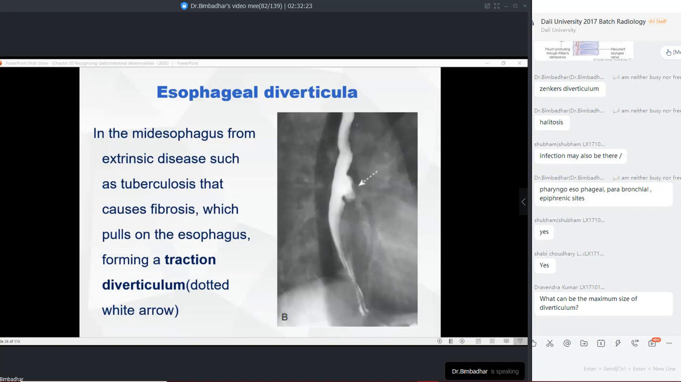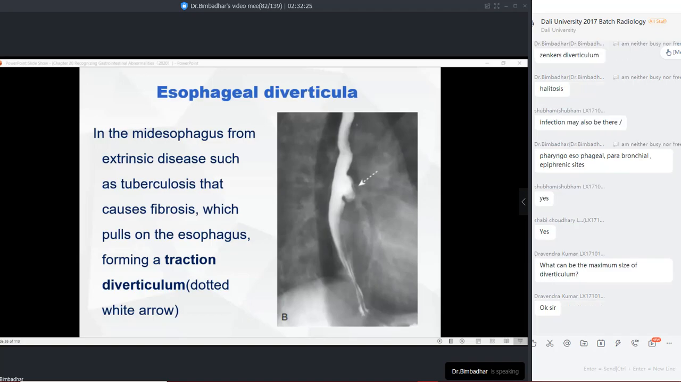Okay, so that is how we are classifying them as true or false diverticulum. You will learn more about this in the surgery department, but let us not worry about it here, because it is much more detailed. You will learn about this one in so much detail in surgery.